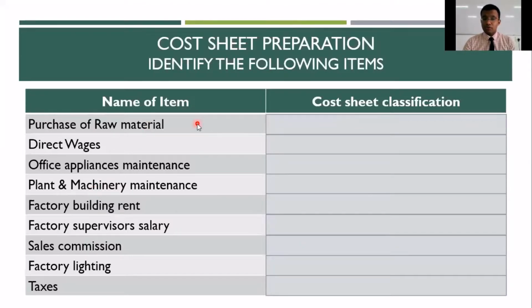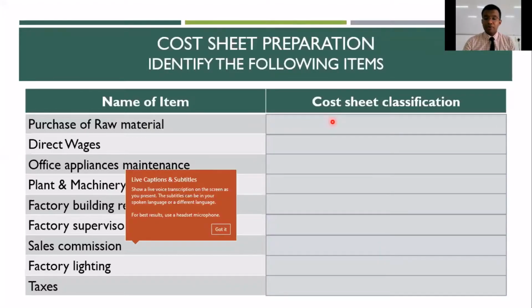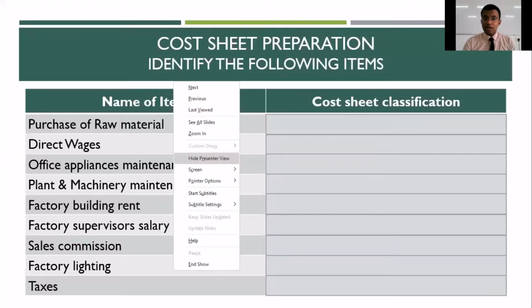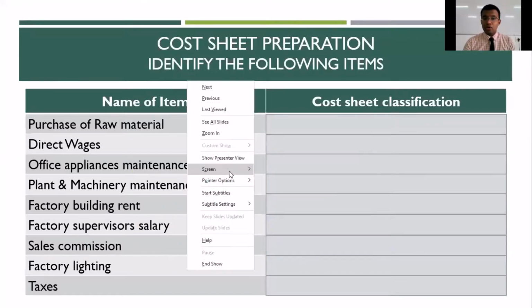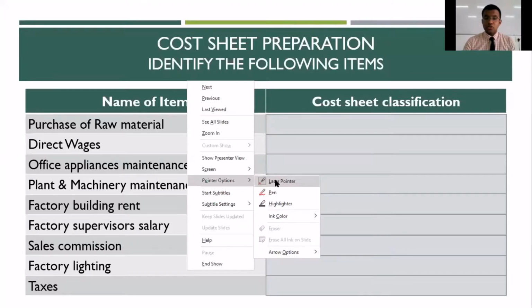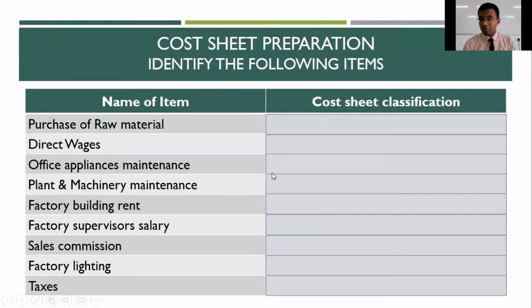It would not be possible for you to carry out your production process. So without material, it would not be possible for you to carry out your production process. So purchase of raw material, it would be a prime cost. It is a part of your direct material.